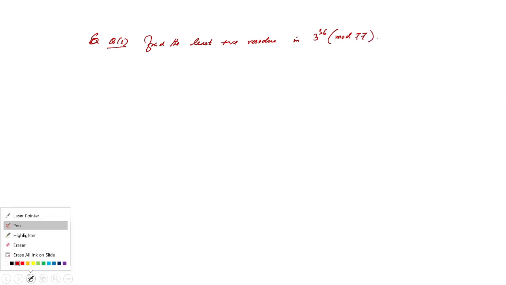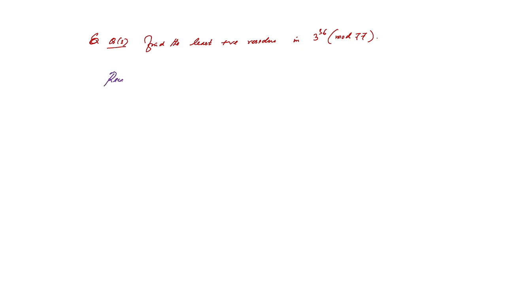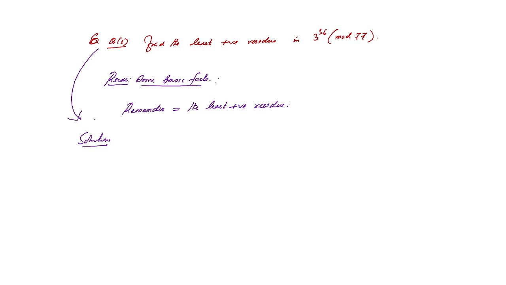So the least positive residue has another name. The name is called the remainder. So before solving this problem, we will recall some basic facts. The basic fact is the definition of remainder. Remainder is basically the least positive residue. Okay, so now we'll come to the solution of the problem.